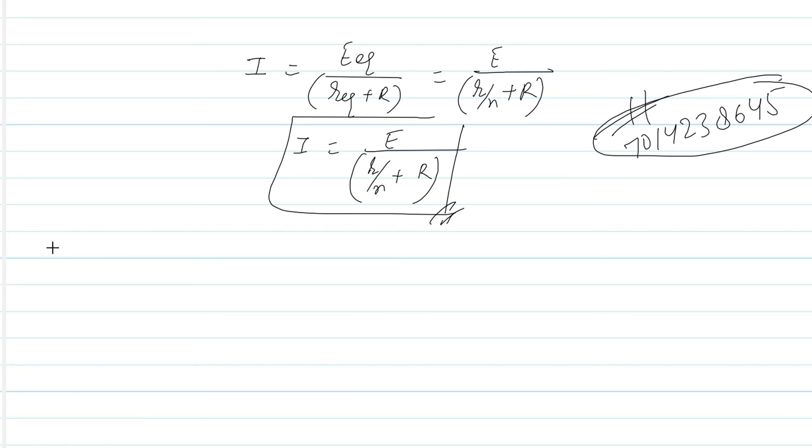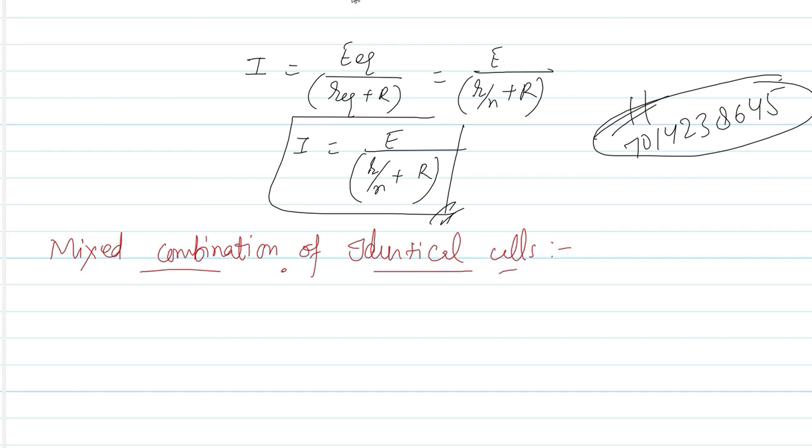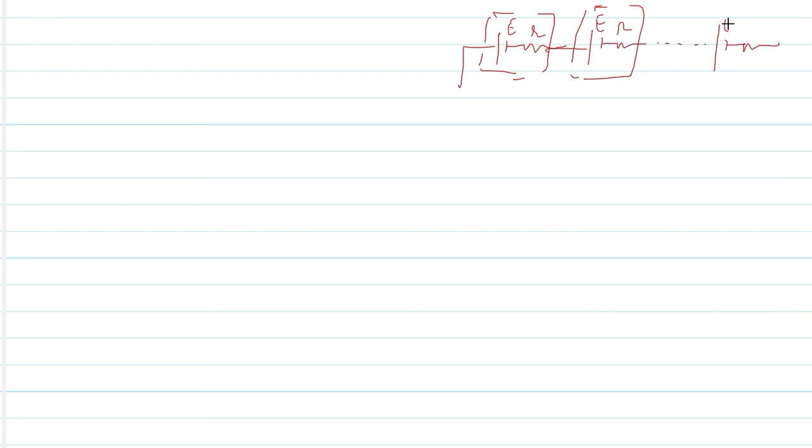So let's talk about the next case, that is the mixed combination of identical cells. Now students, let me draw the diagram on a fresh page. Suppose I am considering there are n identical cells in a series combination like this, each with E and R. And this is connected, such type of combinations are connected.